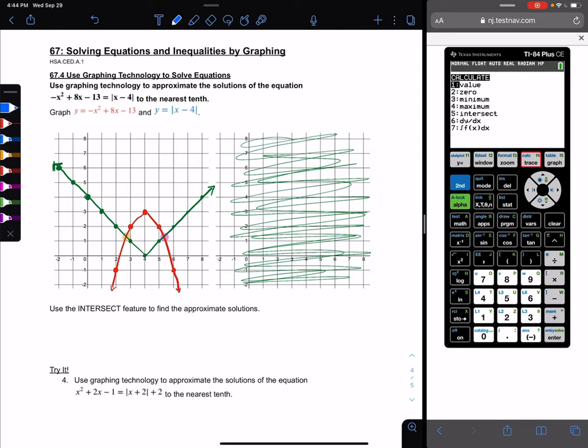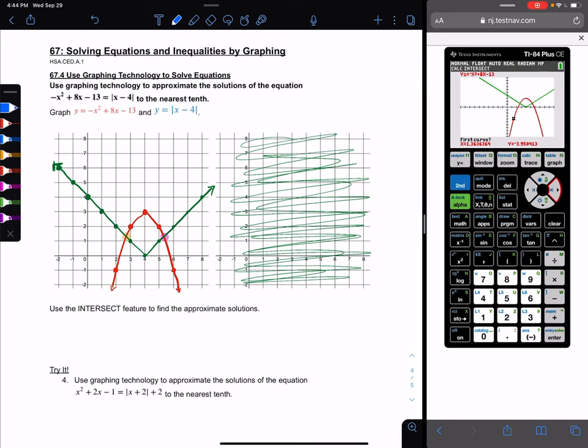Now for these, I'm looking for intersection points. I want to know where the two functions intersect, where they cross. So I'm going to scroll down to intersect and either hit the 5 key or hit enter while 5 is highlighted. So we'll select 5. Now you'll see it says first curve. What you want to do is hit the right or left arrow keys until your cursor appears on your screen and is on one of your curves. It doesn't matter which one it is. In my case, it could be the red one or it could be the green one. It doesn't make a difference. But you're going to make sure that cursor is on one of the curves, and then you'll hit enter.